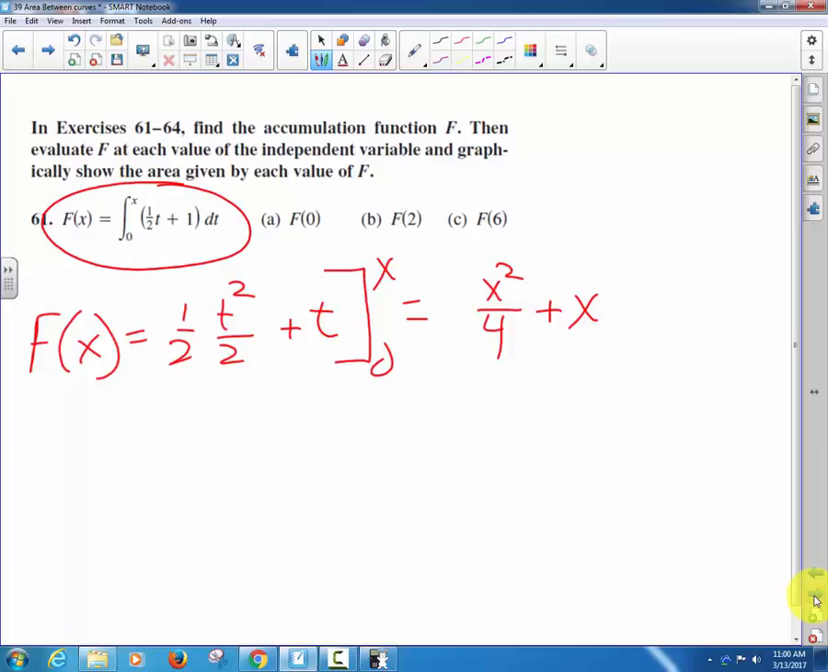Do I need to plug in the 0? What happens when I plug in the 0? I get 0, so it's not. So this is a simplified version of the accumulation function right here. F of x is x squared over 4 plus x.